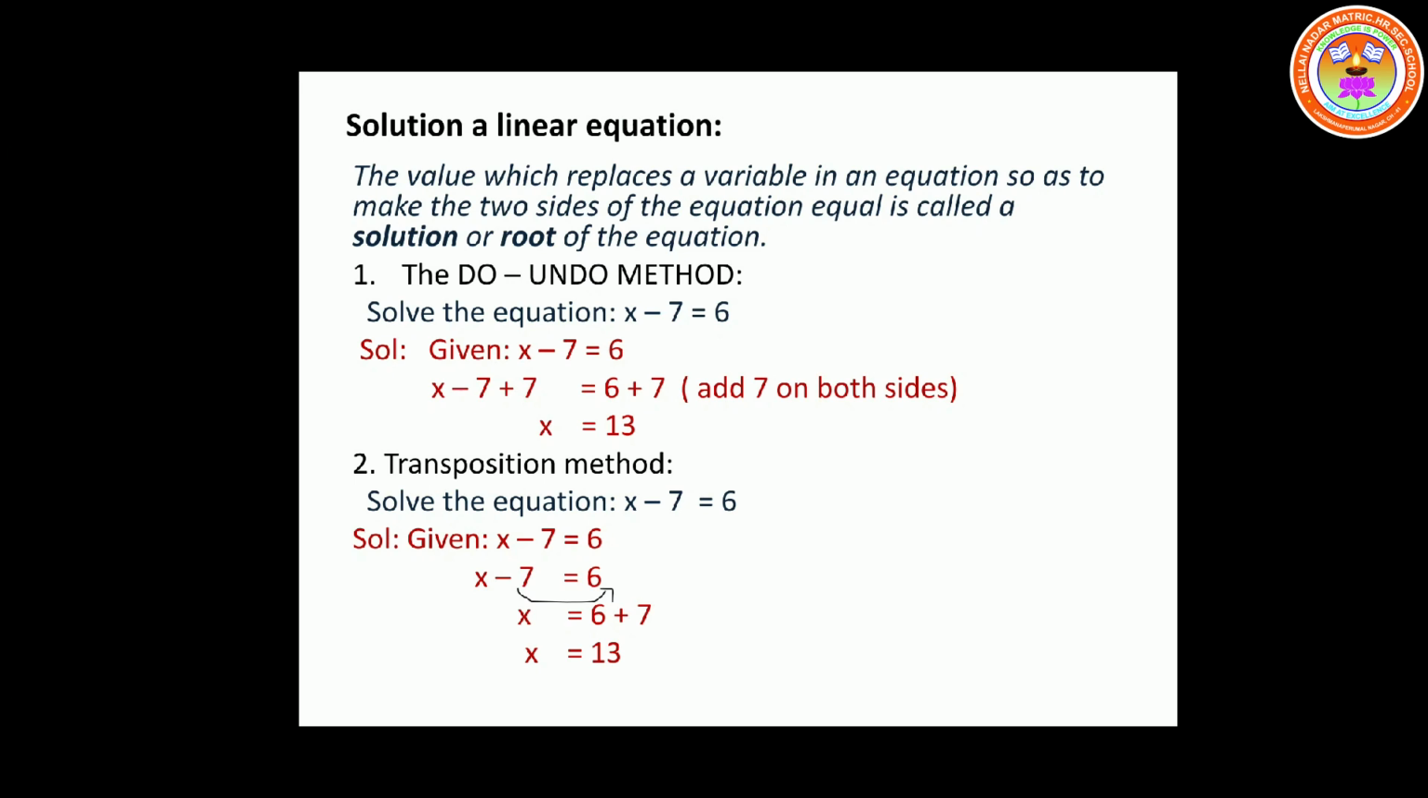So there are two methods: the do undo method, and the other is the transposition method. First we will talk about the do undo method. Here I am going to take only one equation for both methods. The given equation is x minus 7 is equal to 6. In this equation I have both the LHS and RHS. x minus 7 is the left hand side and 6 is the right hand side.